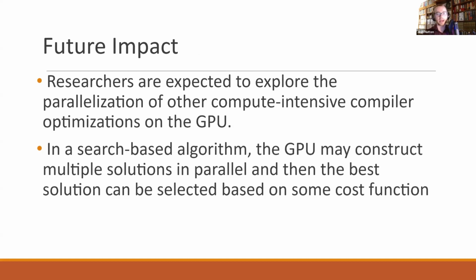As for the future impact of our paper, we believe that our work shows that the GPU can be used to parallelize a compute-intensive compiler optimization, one that's normally done with simpler heuristic solutions. We hope that researchers are encouraged to do so with other compute-intensive compiler optimizations as well. We think, especially for search-based algorithms, the GPU's massive parallel computing power can be used to construct and explore many possible solutions, and the quality of that solution can be evaluated based on a cost function.